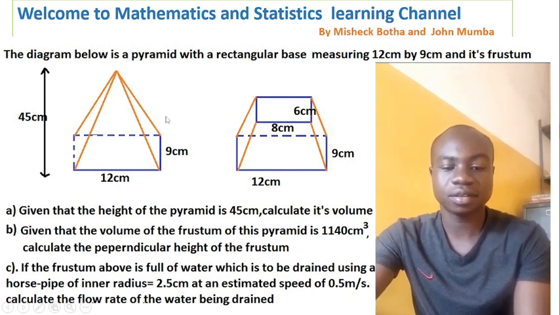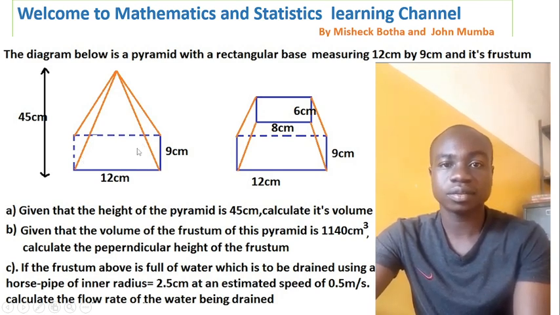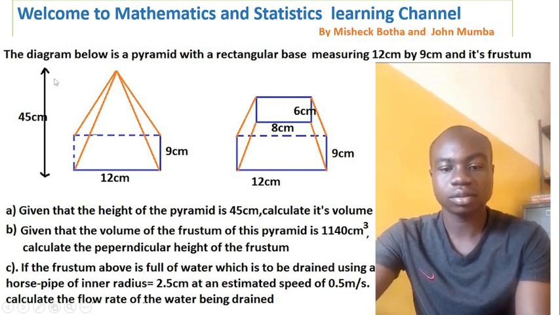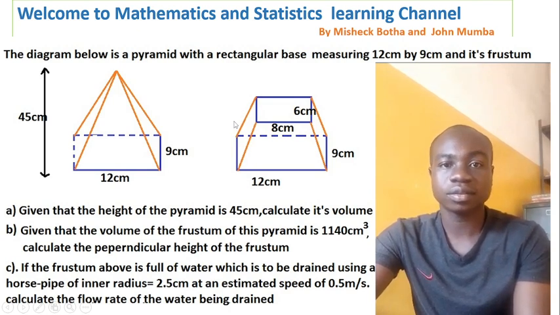We can see our frustum, right? We can see our pyramid. Okay, the first diagram here, this is our pyramid. Its base is a rectangular base, measuring 12 centimeters by 9 centimeters, and its height is 45. Now when you look at what we have on the right side, this is a frustum which is created from the pyramid that we have. So we don't know the height of this frustum, right?